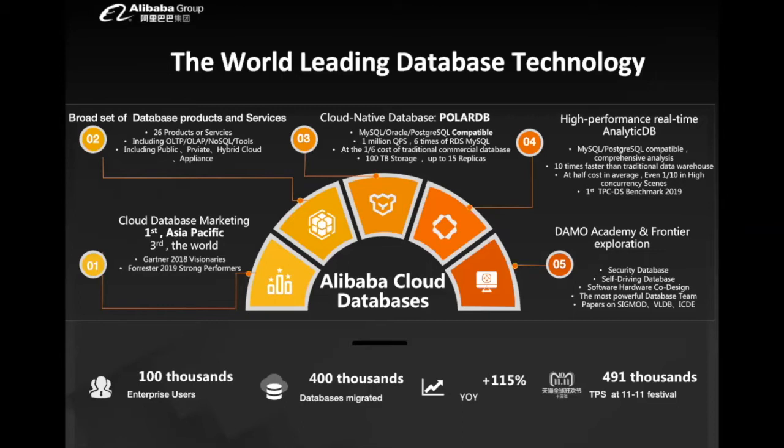And the last aspect is Damo Academy and the Research Foundation. So we hired researchers and data scientists all over the globe to keep innovating and keep developing new technologies, in terms of security, in terms of self-driving database, self-sensing database, and all that. So if you look at these numbers, we have successfully helped over 100,000 enterprise customers, enterprise users, and they have successfully migrated over 400,000 databases to the Alibaba Cloud. And the year-over-year growth rate is 115% if you compare 2018 to 2019. And during Double 11 in 2019, we provided up to 491,000 TPS, and that's a huge number.